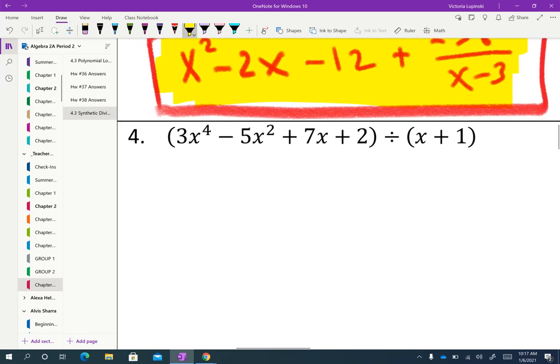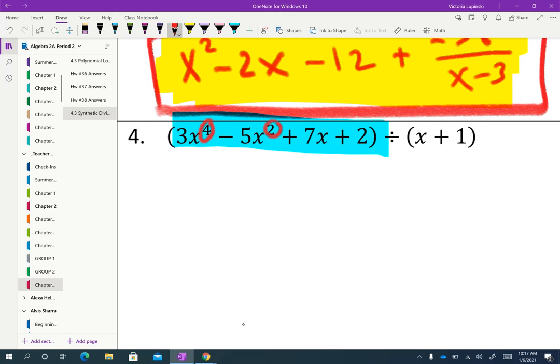Maybe it's not obvious right from the start, but as you take a look at your dividend, maybe it sticks out at you that you're going right from x to the 4th to x to the squared, which means you are missing something with x to the 3rd. So if you remember the long division lesson, when that happened, we had to use a placeholder, and it turns out it's the same exact scenario now.